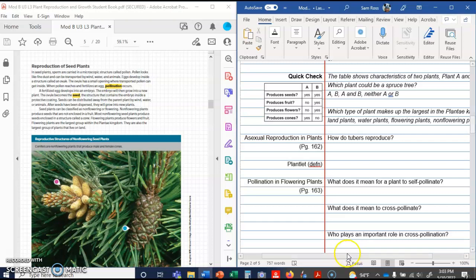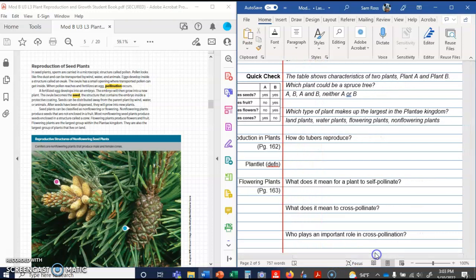So a conifer is one that produces cones. A spruce tree is a conifer. So I'm thinking, yep, it's A. It's going to be A.